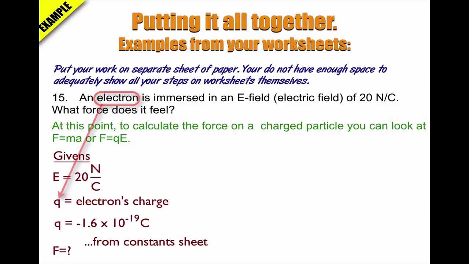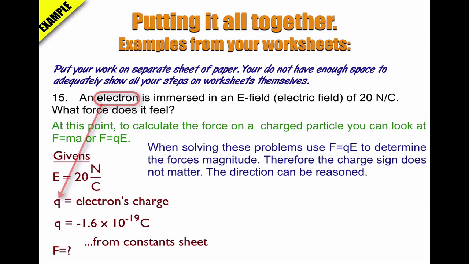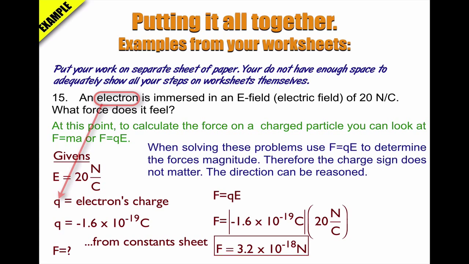Now I'm all set. I'm looking for the force. So for the force, we've got to remember when solving these problems to use F equals QE to determine the force's magnitude. The sign doesn't matter, so we're going to reason out the direction later on. So just for finding the magnitude of the force, just ignore the negative sign. So the equation is F equals QE, looking at the absolute value of the charge times the electric field. So our force is 3.2 times 10 to the negative 18 newtons.